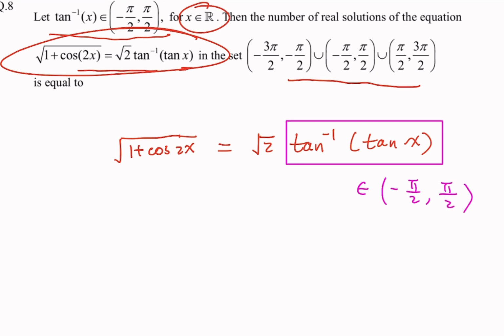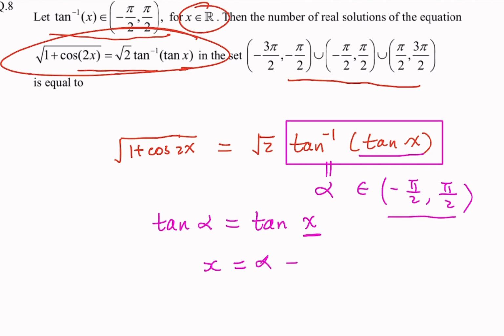Now, x may not be. So in other words, let's call this alpha. By definition, alpha is going to be in this interval. However, tangent alpha is going to be equal to tangent x. And the tangent function is periodic with period pi, which means alpha is in this interval, but x does not have to be. So x in this case would equal alpha, which is in this range, plus k pi, where k is an integer.